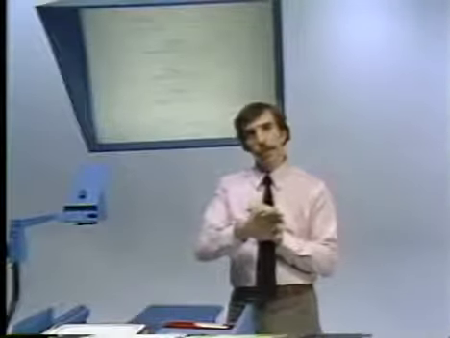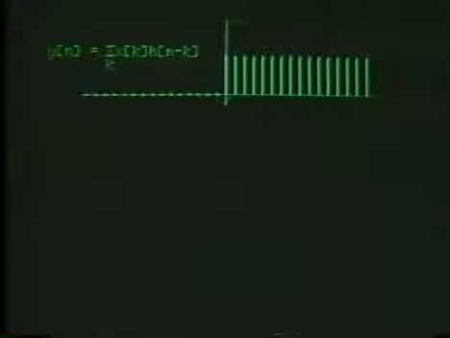Let's look at this a little more dynamically and see, in fact, how one sequence slides past the other and how the output y of n builds up to the correct answer. So the input that we're considering is a step input, which I show here. And the impulse response that we will convolve this with is a decaying exponential.